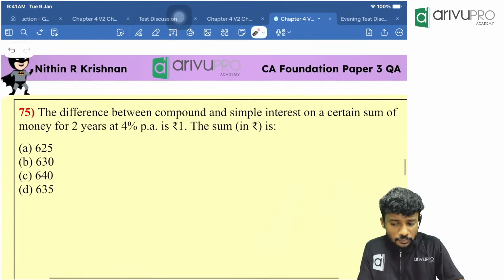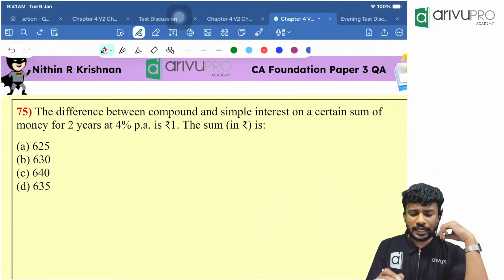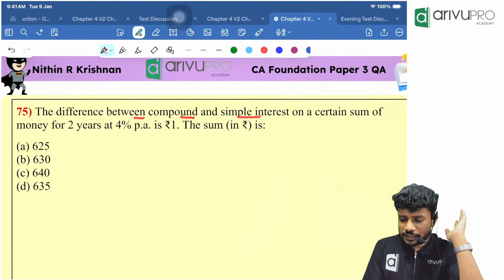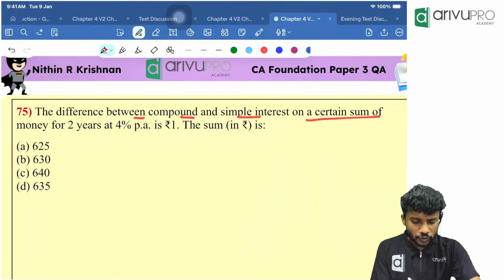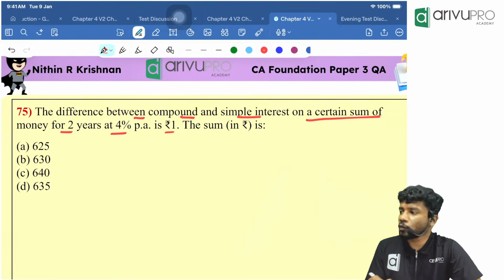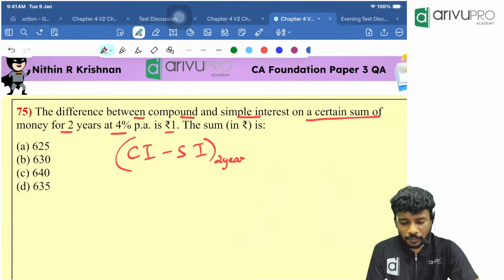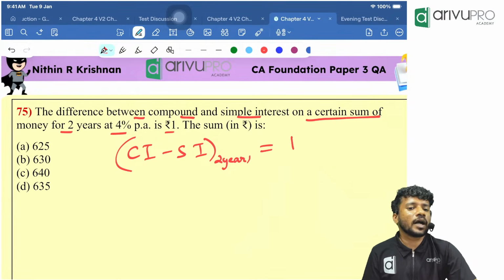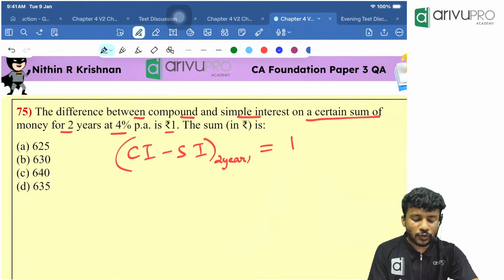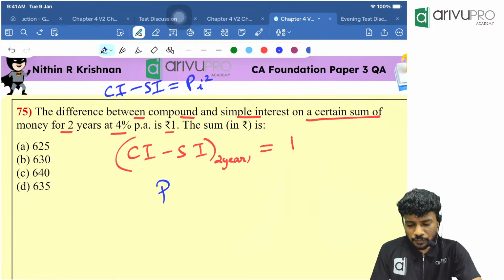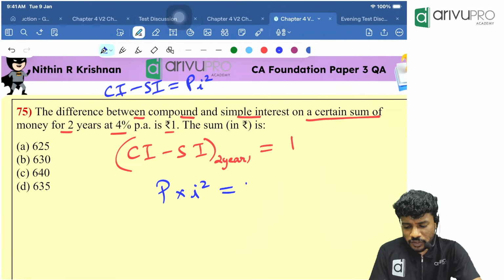Look here, what is given? They are telling the difference between compound and simple interest on a certain sum of money for 2 years at 4% is 1. What do you mean by that? CI minus SI for 2 years is given to be 1. Now, whenever it is 2 years, what is the shortcut for CI minus SI, people? We will write it as P into I square, which is equal to 1.